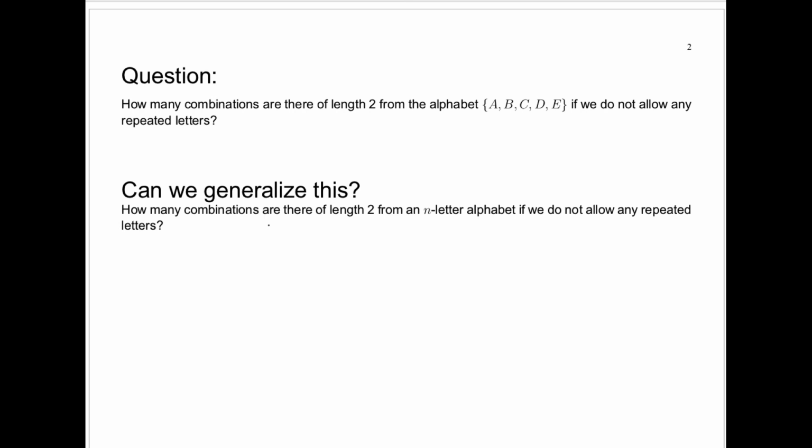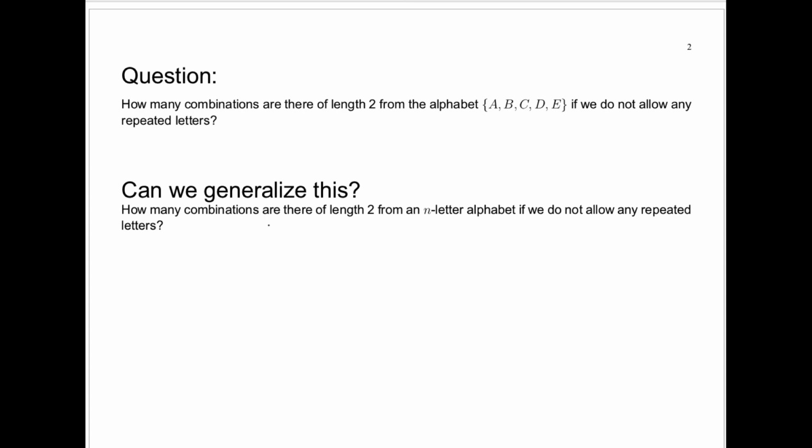Here's our first important question, a first question that we've already talked about in class. How many combinations are there of length 2 from the alphabet A, B, C, D, E? That's a 5-letter alphabet, if we do not allow any repeated letters. And let me say at first, we're going to be talking a lot about different types of combinations. Very frequently, we'll be interested in combinations that have no repeated letters. Later, we will talk about combinations with repeated letters.